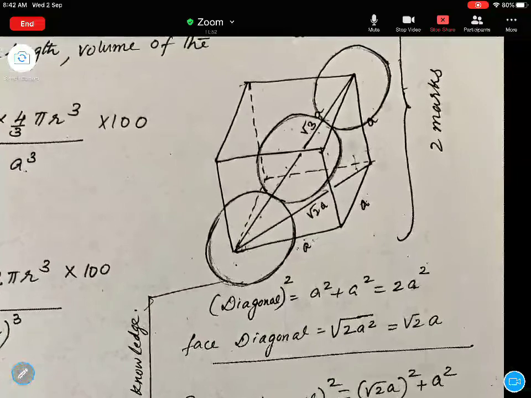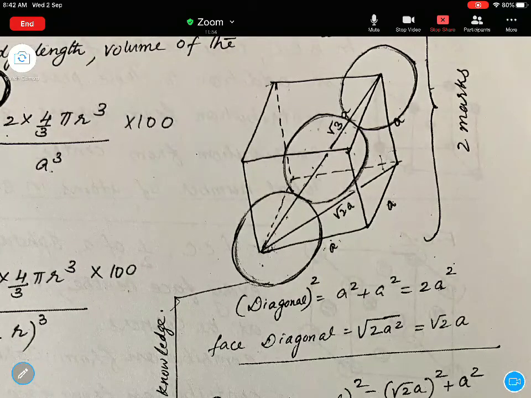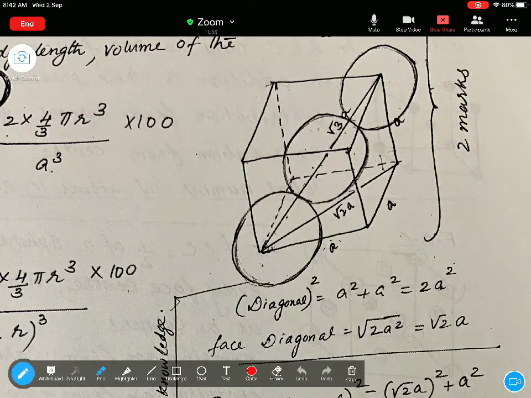So in the previous case, what we saw is 4R is equal to root 3A. Now the balls are touching through the face diagonal. Previously it was through the body diagonal. Now the touching is through the face diagonal.